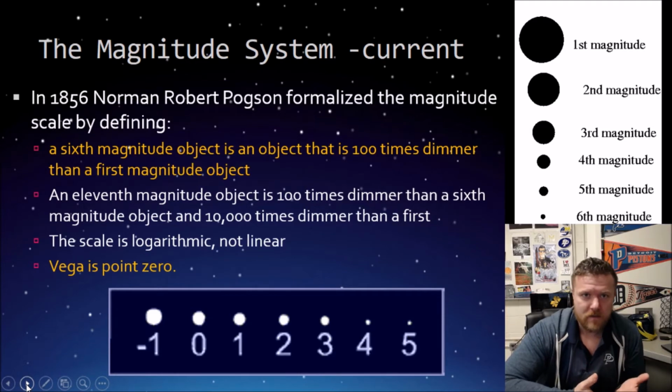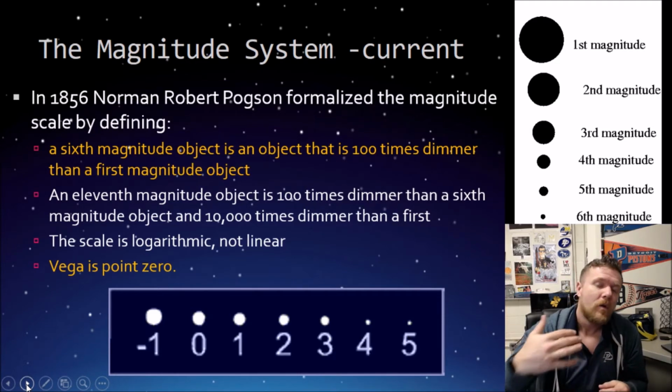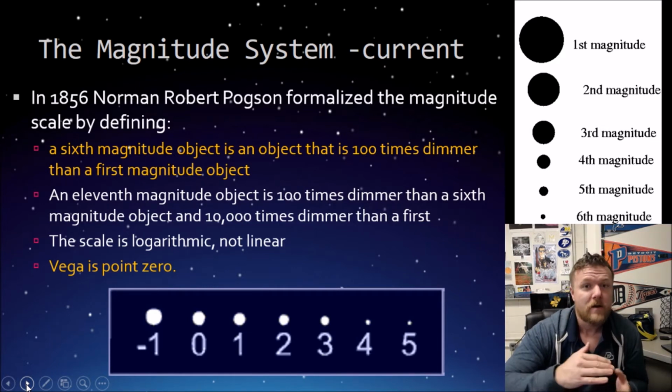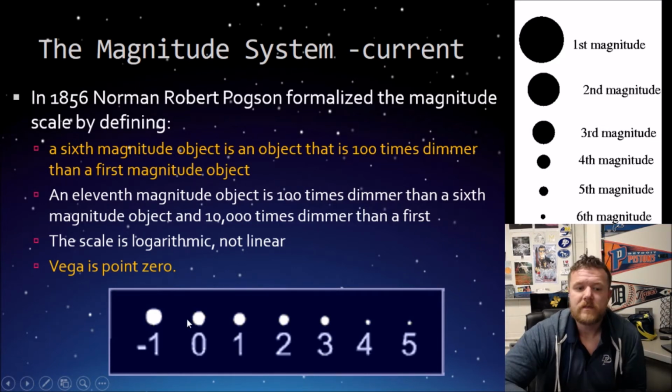Unfortunately, there are stars out there that are brighter than Vega. So now we have to go lower than 0. We actually have a couple stars that are negative numbers. So 0 is Vega, and Sirius, the brightest star in the night sky, is about -1. And magnitude 1, which used to be the brightest according to Hipparchus, is now no longer the brightest.